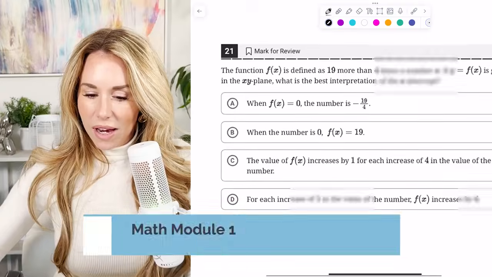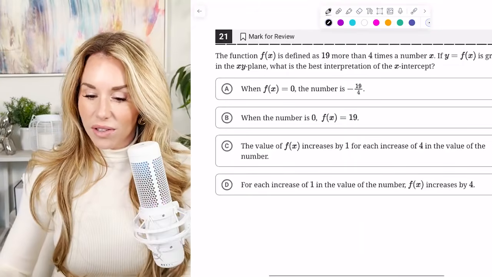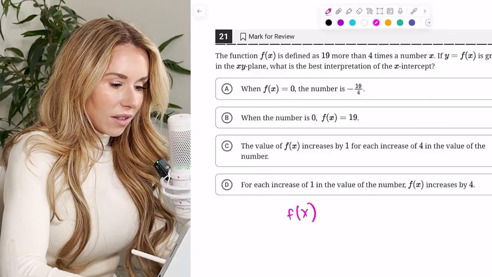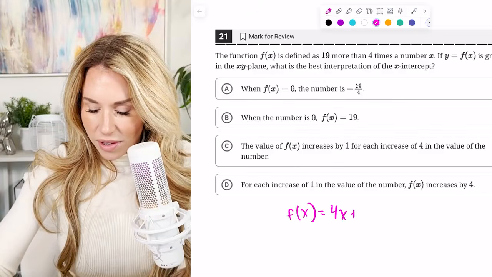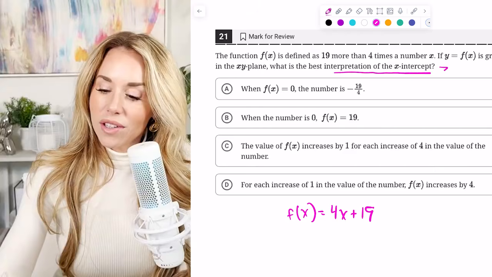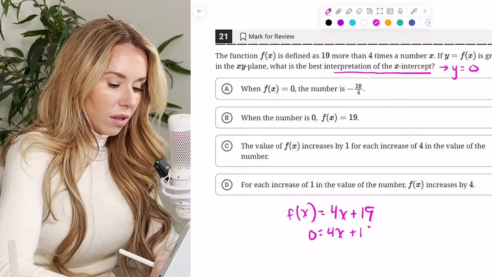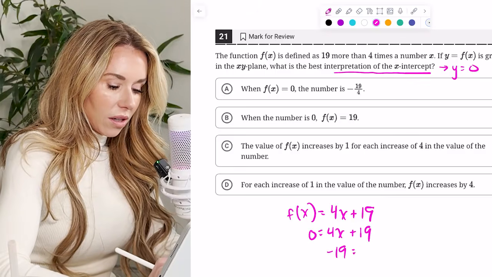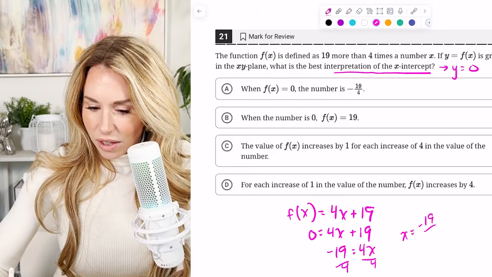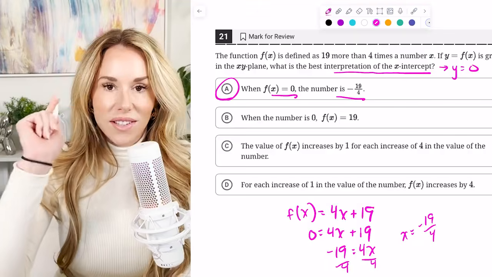Cool. Okay, we have the function f of x is defined as 19 more than 4 times the number x. Okay, so let's write that out. So we've got f of x equals 4x plus 19. They said, what's the best interpretation of the x-intercept? x-intercept means y equals 0. So I'm going to set this equal to 0. So essentially, x is going to equal -19. So when y is 0, the number is -19. That is exactly correct.